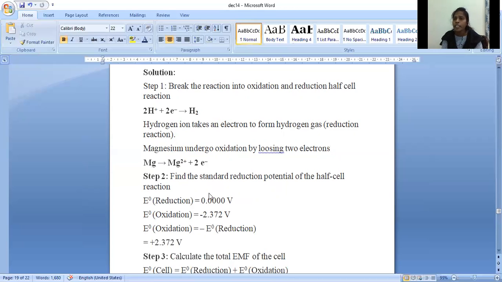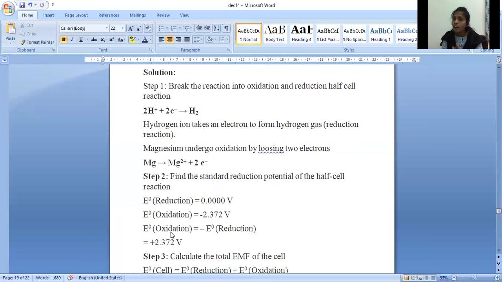E naught cell means E naught cathode minus E naught anode. So cathode reduction, anode oxidation. So E naught reduction minus E naught oxidation. So what will we get? Finally we will get 2.372 volts. So we calculated E naught cell value.